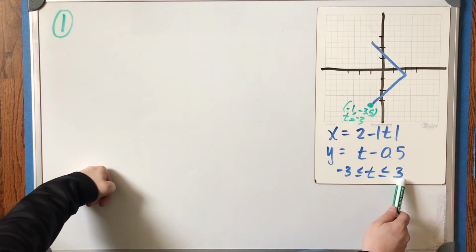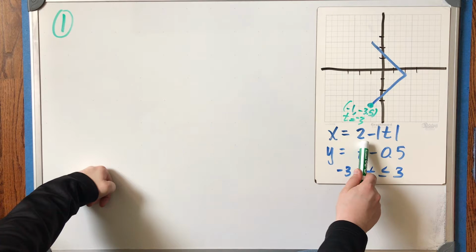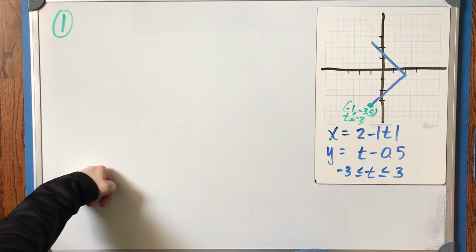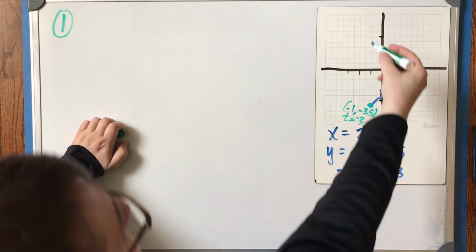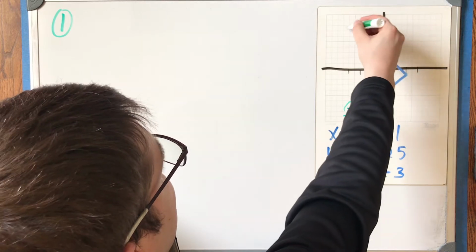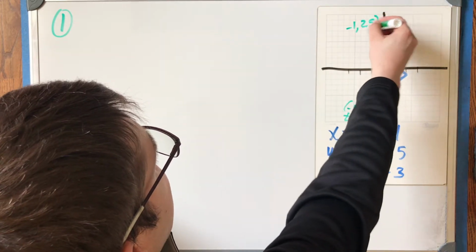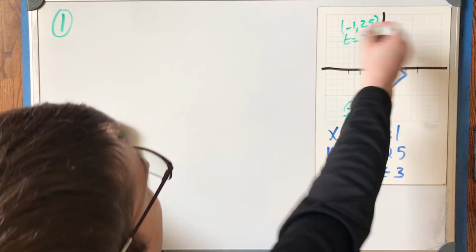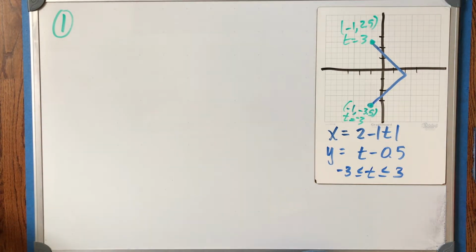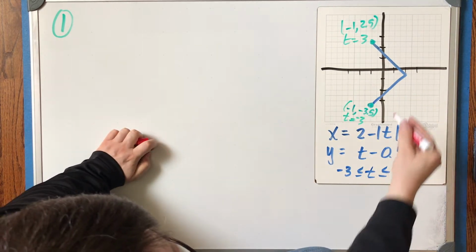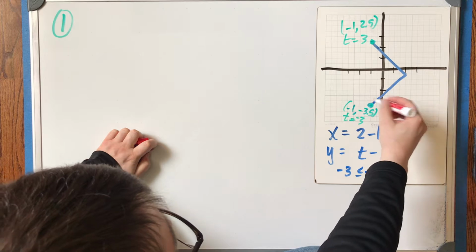If I plug in +3, I'm going to get x equals -1 and y equals 2.5. So that's this point way up here, -1, 2.5, which is happening when t equals +3. Now, that doesn't exactly help us with what we're trying to do here, which is figure out what t values put us in each quadrant. But we now have a way of starting.